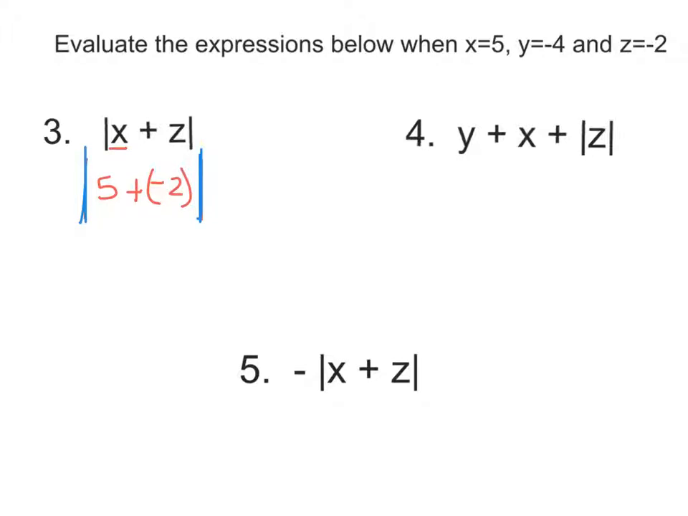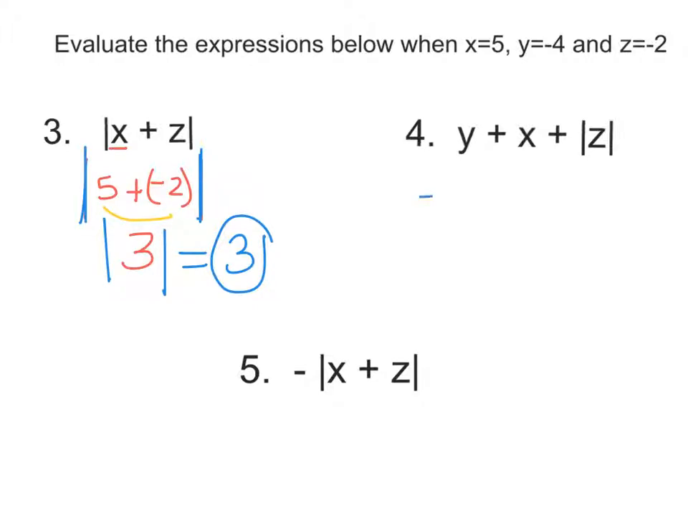So we take this 5 plus -2. Well, I know that that's 3. And now we need to find the absolute value of that expression. And so I think to myself, how far away is 3 from 0 on the number line? Oh yeah, that's 3.